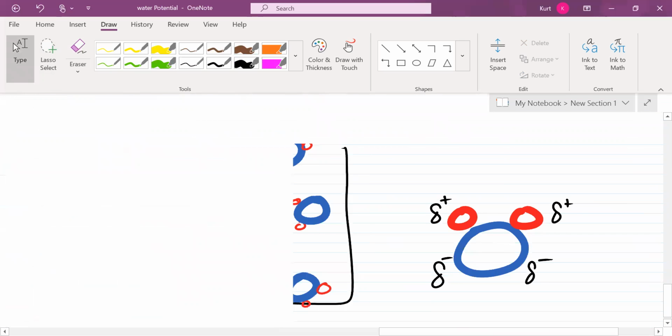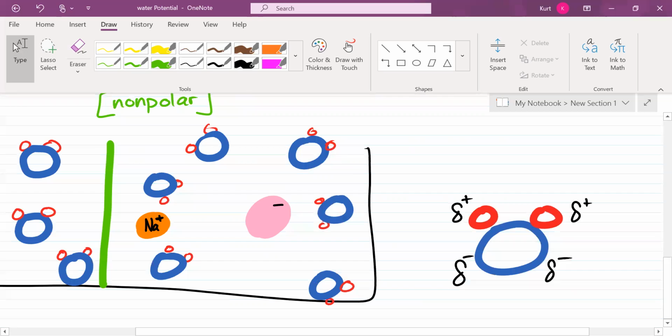So here's my $1 million question. Let's just focus on the sodium for a second. What part of the water molecule would you expect to be attracted to the positively charged sodium ion? Would it be the partial positive hydrogens or the partial negative oxygens? The partial negative oxygens would be attracted to that sodium.